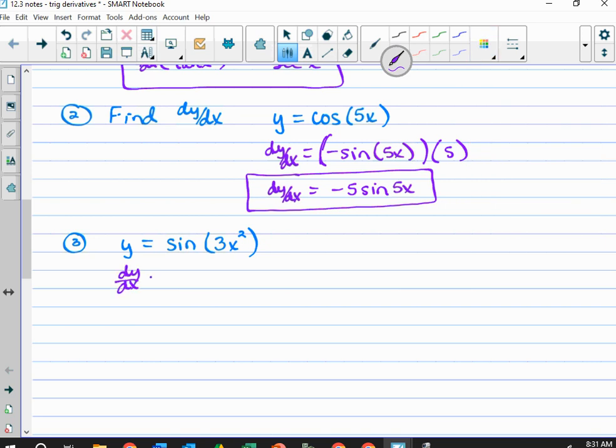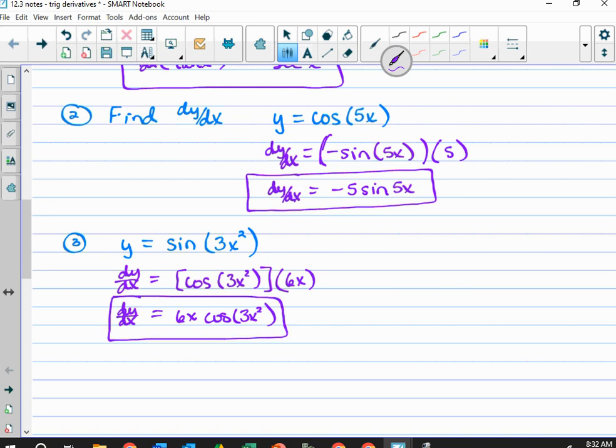Okay, so first, what is the derivative of sine? Cosine. So I'm going to have cosine, leave the inside alone, 3x squared. And then what do I need to multiply that by? 6x, yep. So that's it. Your dy dx is 6x cosine of 3x squared. Okay. Not too bad, right?